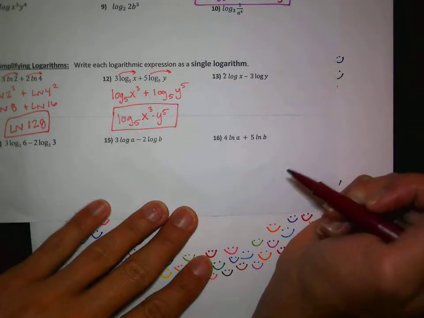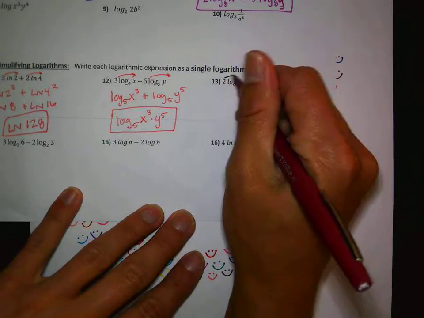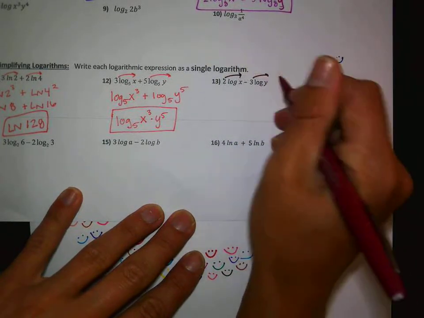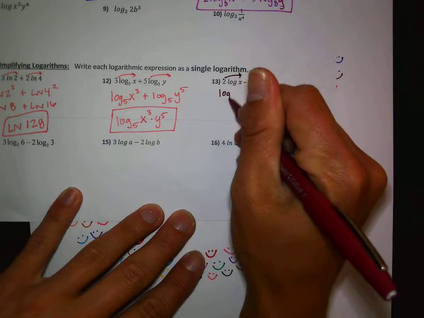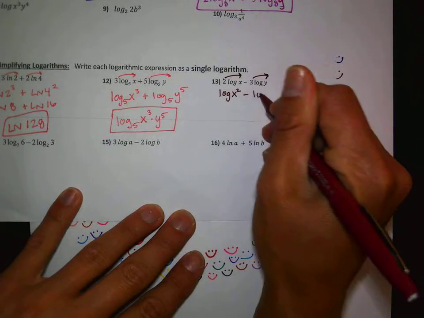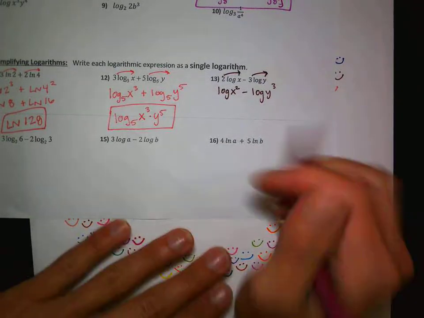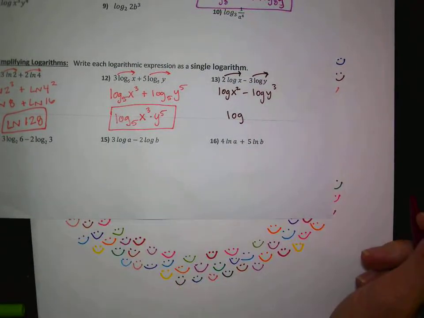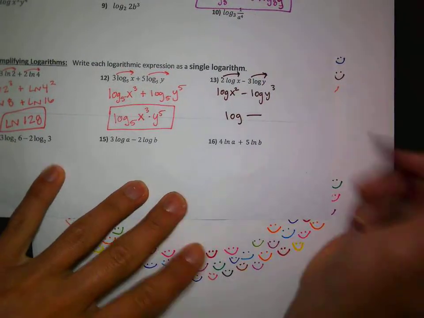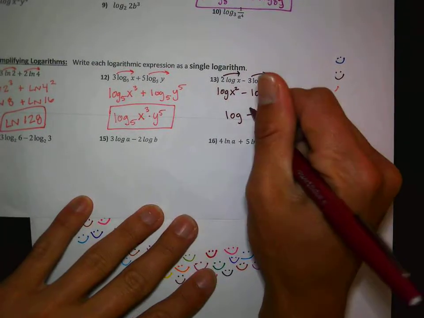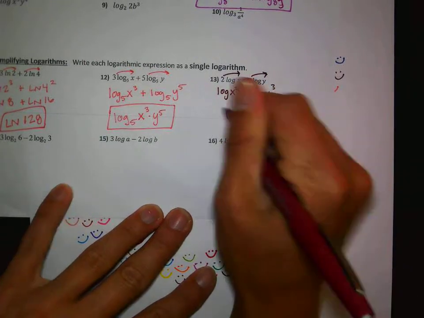So what are my exponents on number 13? 2 and 3. So 2 is going to go up, 3 is going to go up. So log x squared minus log y cubed. All right, now I'm going to condense this even more, write it as one log. So what am I going to do with my x squared and my y cubed? Divide. Which one's going on top? X squared.